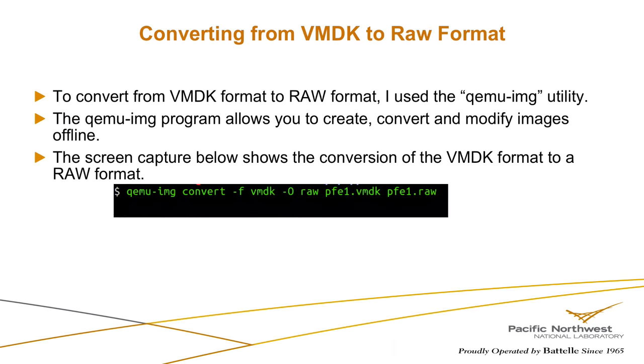So, reasonably easy to do. There's a program called QEMU, which is part of the distribution, that will allow you to manipulate images offline. So what I do is I convert it from a VMDK to raw format. That's what that does. QEMU, the operation is convert from VMDK to raw, the image that they sent me, where I want it to go. And that goes on and on and on. And that actually takes a fair amount of time.